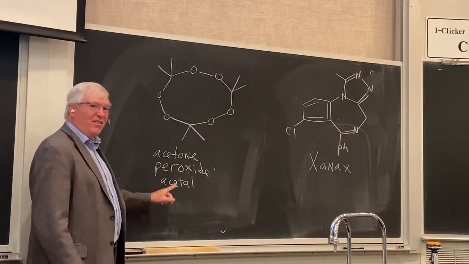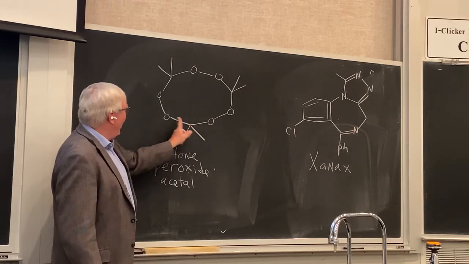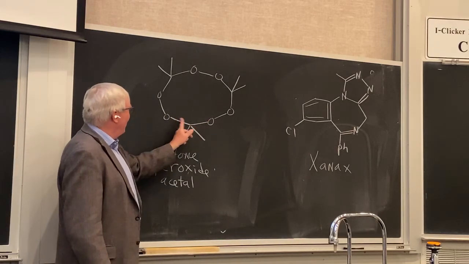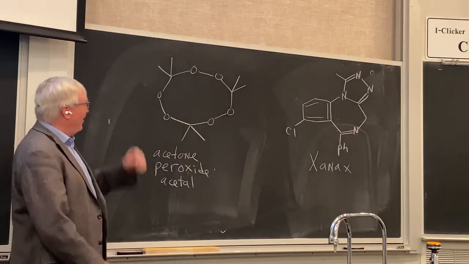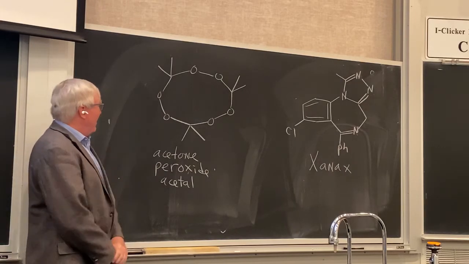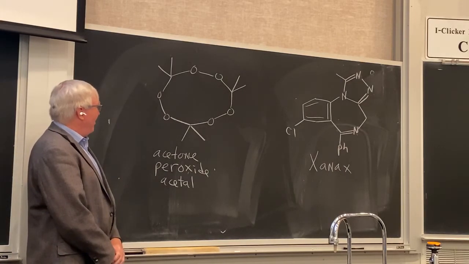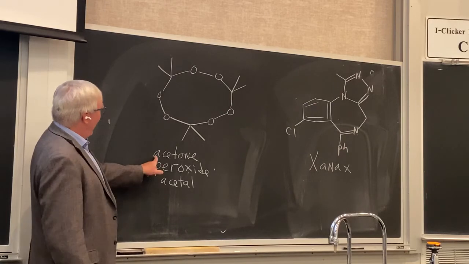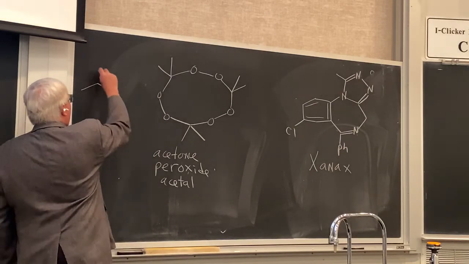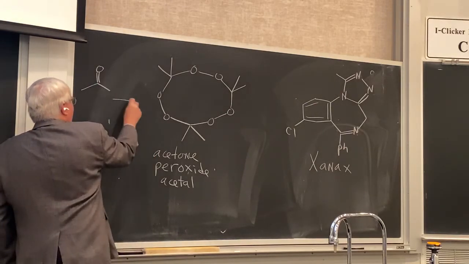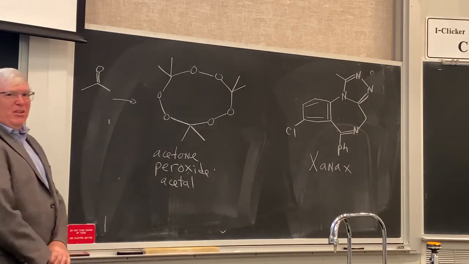And why is it called an acetal? Well, there's a carbon right here with two oxygens on it. Two ethers, you could say. Yeah, they're peroxy ethers, but it's still part of an acetal. And why do we say acetone? Well, it's made from acetone. Acetone is available commercially, of course.